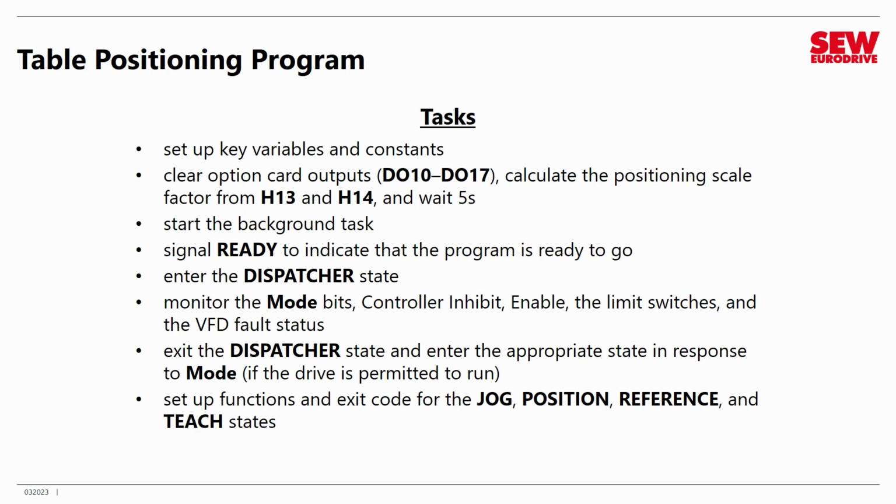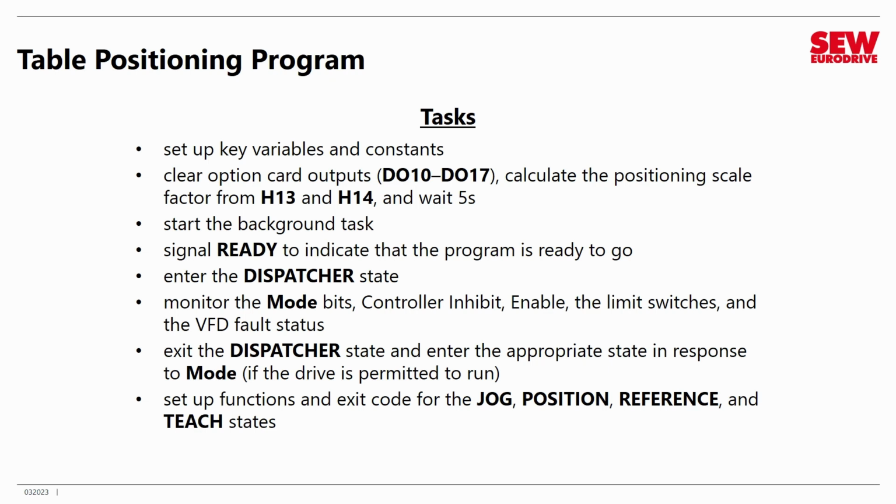First of all, set up your key variables and constants. Be sure to comment everything, remember, so everything is very clear and readable. Then, in the initialization, clear the option card outputs, that's DO10 through DO17. Calculate the positioning scale factor from H13 and 14. That's where the mechanical parameters are stored. Get all that done, then wait 5 seconds for the system to stabilize.